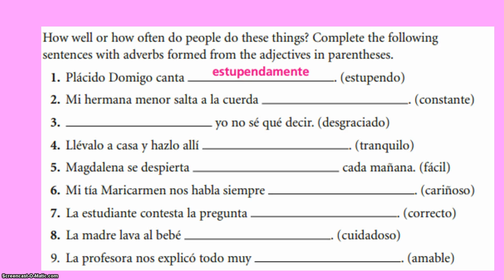Esta es práctica número 2. Ustedes necesitan completar las oraciones con un adverbio. So I want you to go ahead and take the adjective that is in the parentheses and turn it into an adverb. Let's look at sentence number 1, which is already done for us. They took estupendo, which was my adjective, and my adverb is estupendamente. Go ahead and pause the video at this time so you can complete this activity.